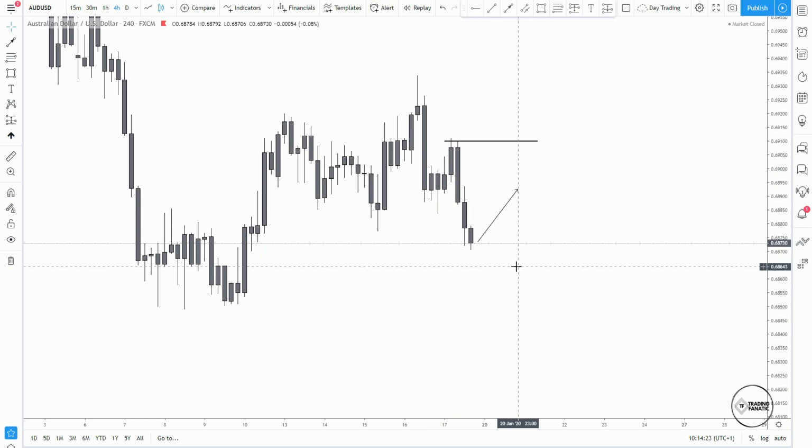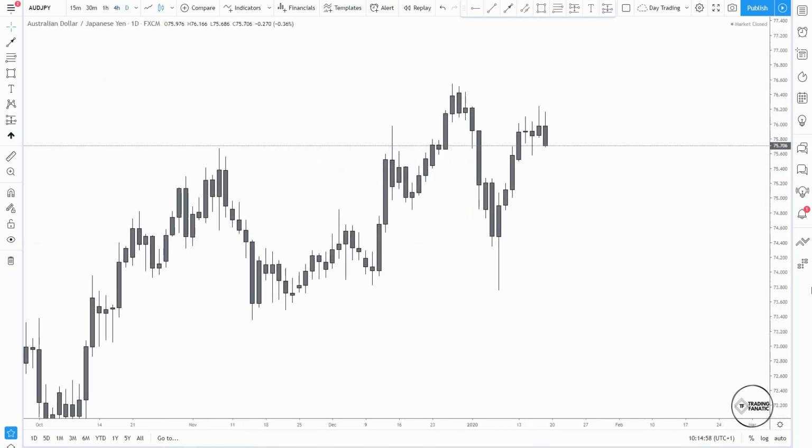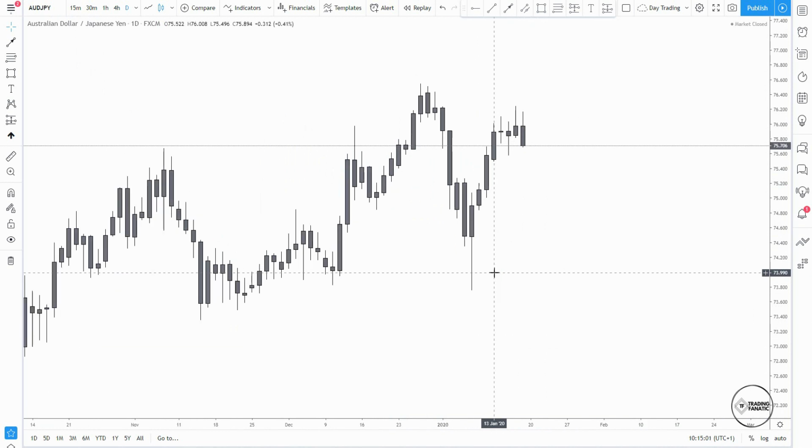You see EU, EJ, AU, and I believe AJ as well. So short bias on AU. Beautiful structure forming on Aussie JPY daily time frame.